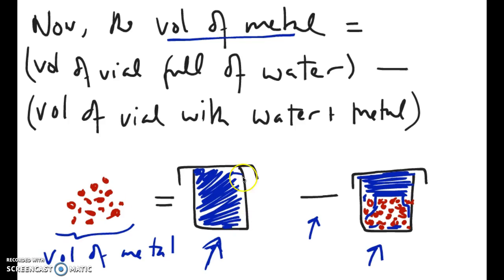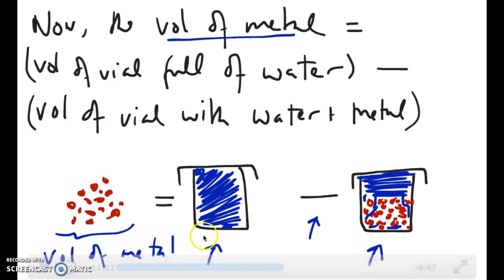Now, using the concept we talked about earlier, in that vial where it's only water in there, the volume of the vial is the same as the volume of the water. In the vial where there's some metal and some water, the volume of the vial is the same as the volume of the metal plus the volume of the water. So if I were to subtract the volume of water in here minus the volume of water in here, what I'm going to get is just the volume of the metal.